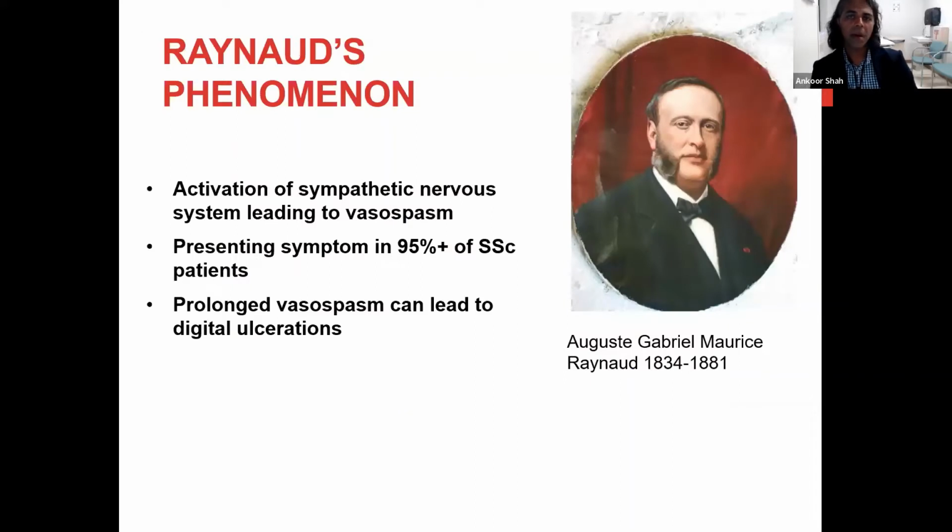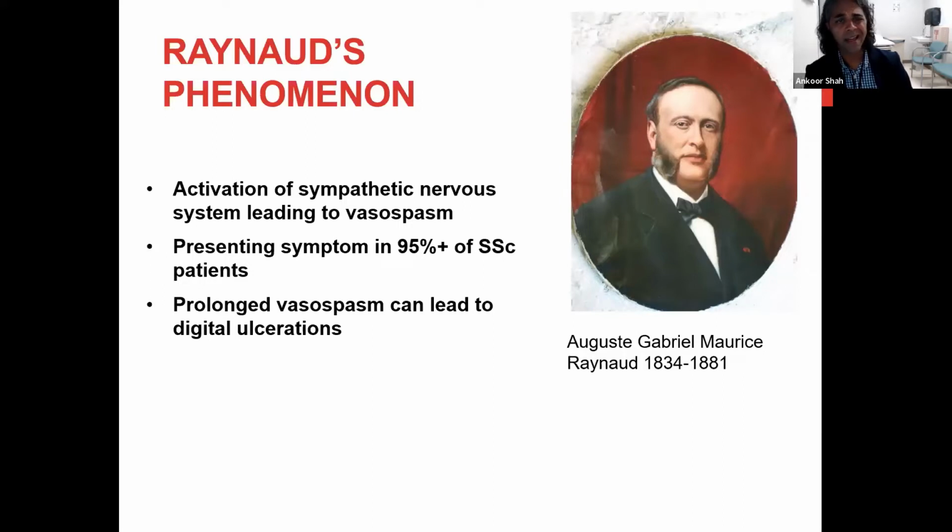So Raynaud's phenomenon is the symptom that I talk about first whenever I give a talk or talk to patients about systemic sclerosis. And the reason for that is that it is the presenting symptom in 95% of patients with systemic sclerosis. And that's one key takeaway point from this talk, is that if a patient doesn't have a convincing history of Raynaud's, think about another disease that may be causing skin tightening, thickening, or joint symptoms.